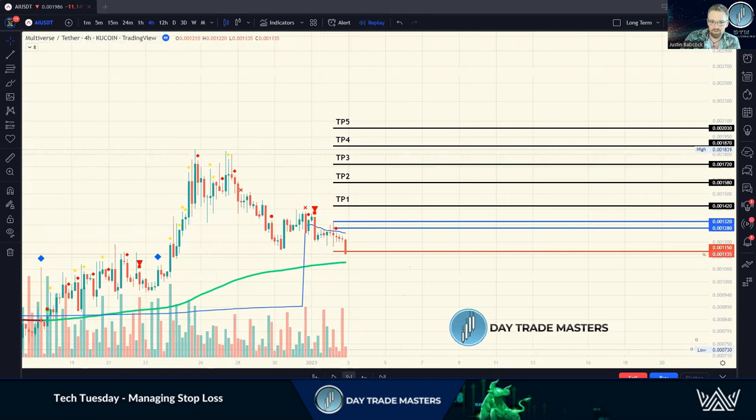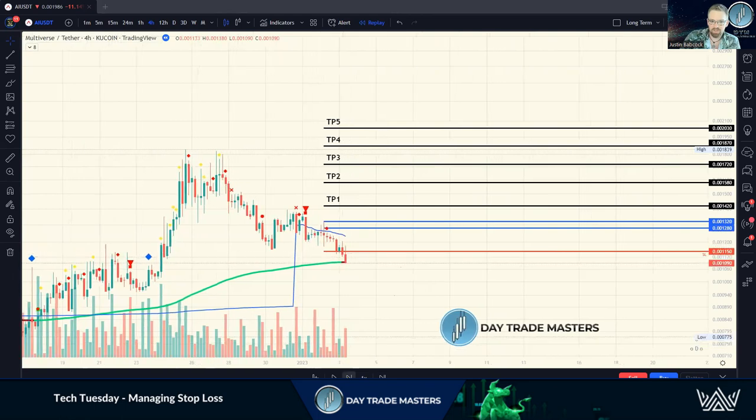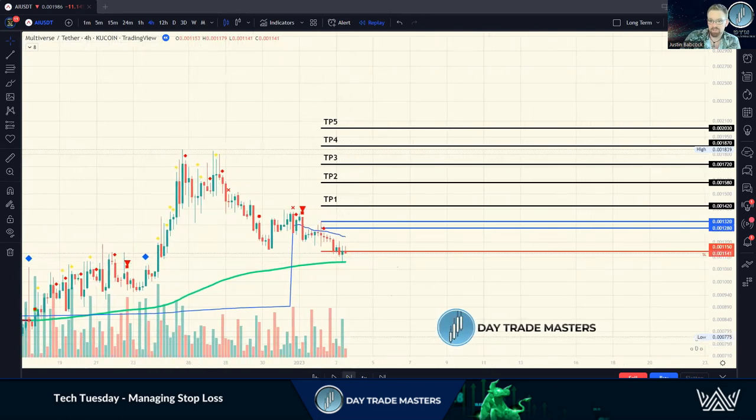So we've come down a little bit lower. So for our advanced traders and subscribers, this is where we start getting excited. This is where we're looking to see where this price action is struggling to break through a certain price point.